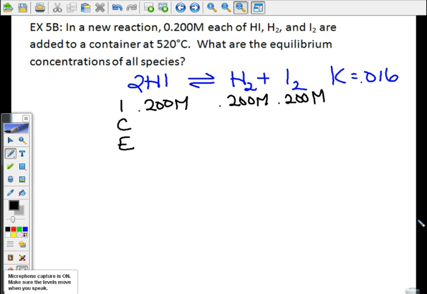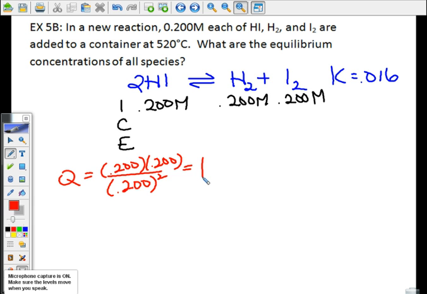Look at the K and the concentration. Do you remember problem 34 on the homework? What do we have to find? Q. Q is like the fake K. We actually need to go and do Q. Some of you might be able to do it in your head. Take all these values and put them into the expression: 0.2 times 0.2 divided by 0.2 squared.